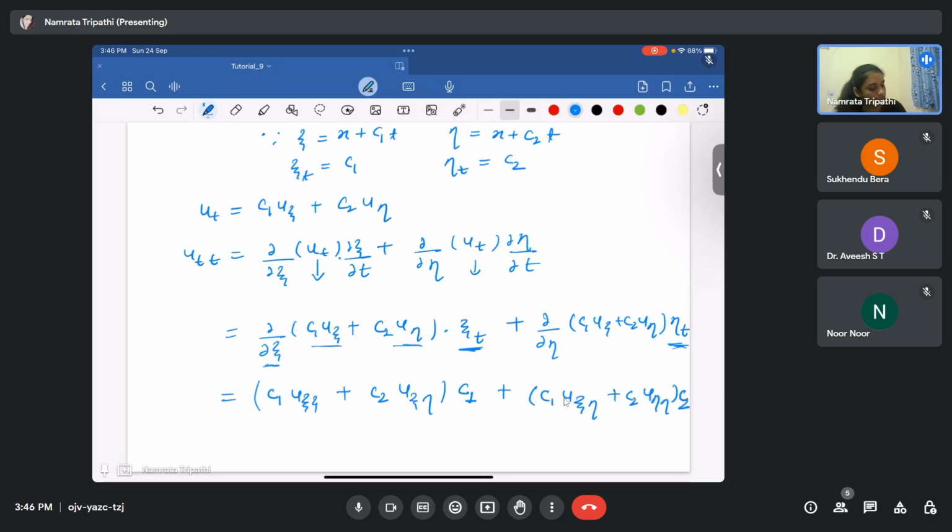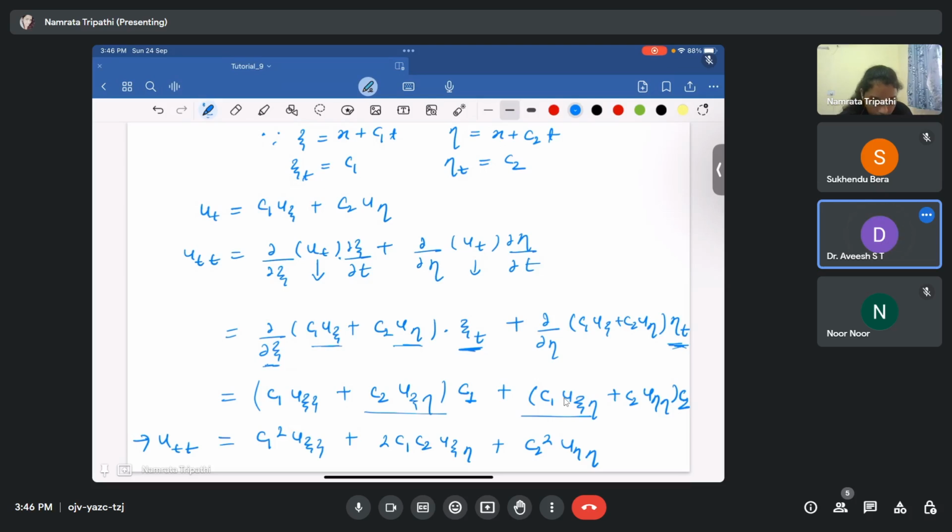And this is c2. Fine. c1 square u xi xi plus the sum of these two, c1 c2 u xi eta, plus c2 square u eta eta. So this is the value of utt. Fine. So we may use the formula also, ma'am? Yes, you can use the formula directly, or you can substitute step by step. You can evaluate also.